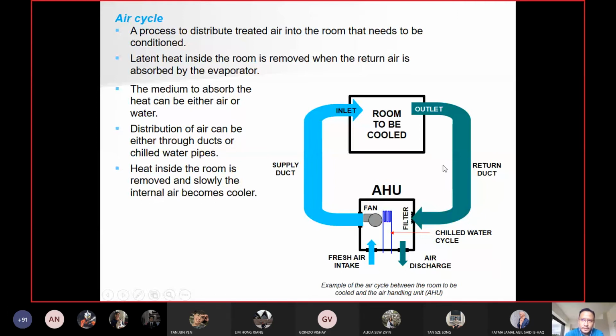So as the room is cooled, at the same time the existing air inside the room is absorbed into the outlet here. Existing air is absorbed here, right? And then it will be blown over the filter. At the same time, it will absorb the heat inside the refrigerant, and the fan would blow over this cold refrigerant, and the coolness can be distributed to the room.